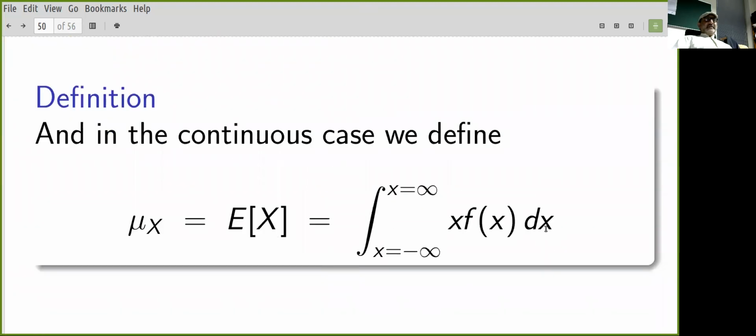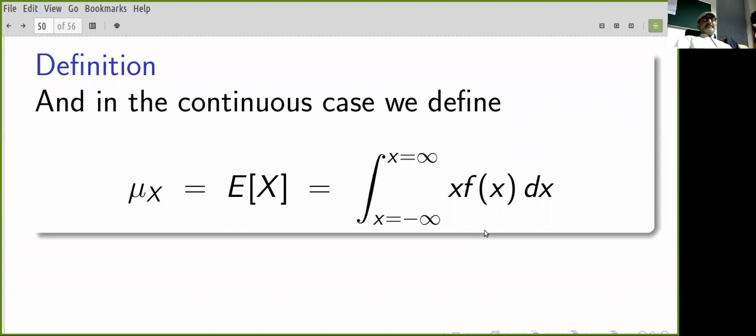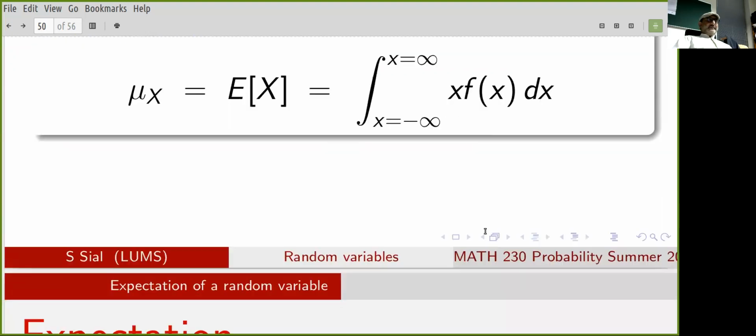And in the continuous case, if X was a continuous random variable, then mu sub x or E of X will be given by integrating from x equals minus infinity to positive infinity, x times f sub x of x dx. You integrate x times the PDF from minus infinity to infinity.